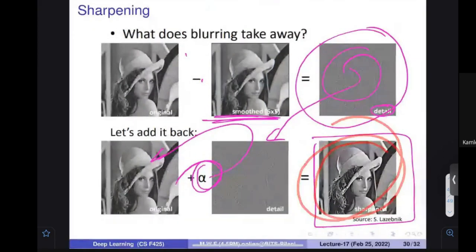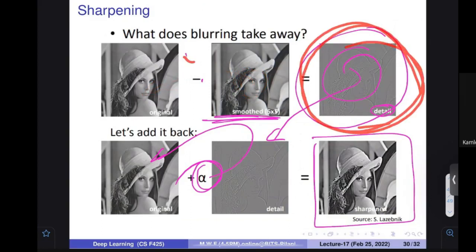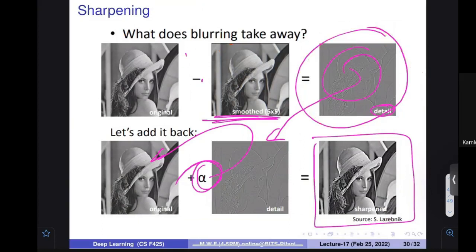Very interesting idea. Any questions on that? A smooth image is subtracted from the original image, and by this you find out what the detail is that you have. I have applied a 5 by 5 filter. So anything that is bigger than 5 by 5 has actually been destroyed.